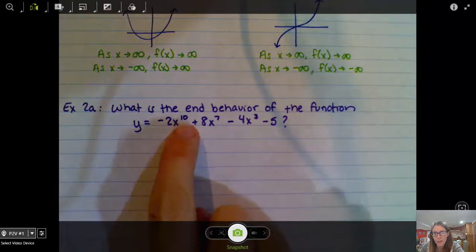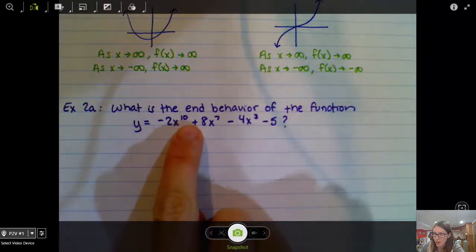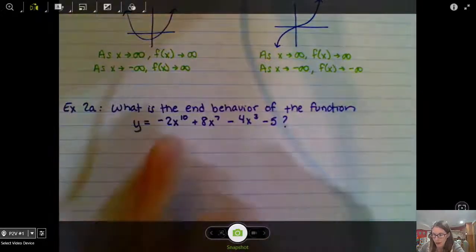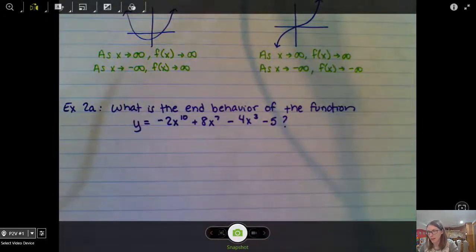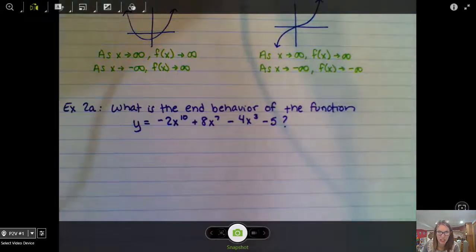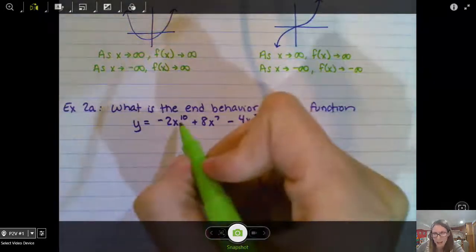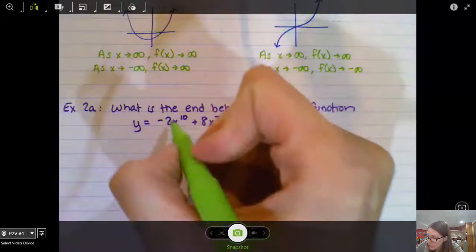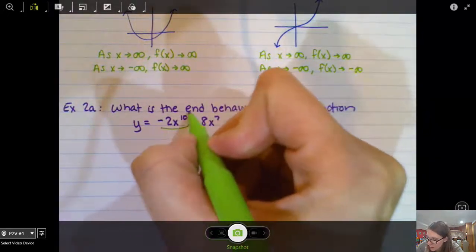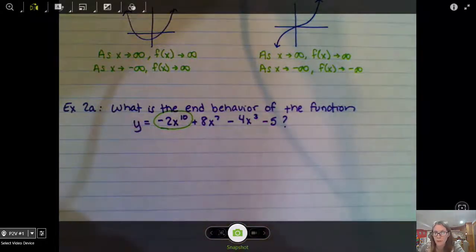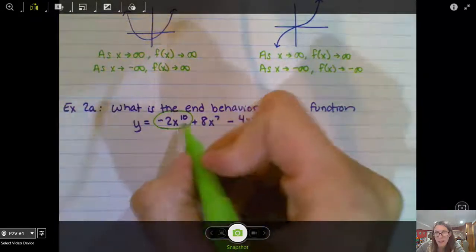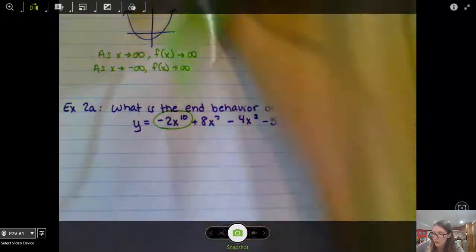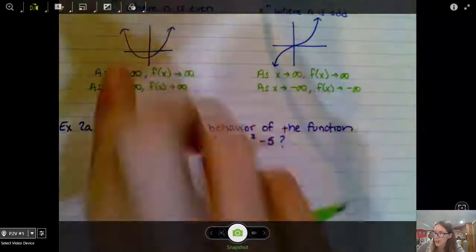But all of our even powers, all of our even degrees, the ends go the same direction. Okay, so double check first. Sometimes this first term isn't actually your highest power, or the term with the highest power. So double check, let's see, I don't have any powers greater than 10. So this is my term that's going to affect my end behavior. I have an even degree, which usually would mean both ends are going up.